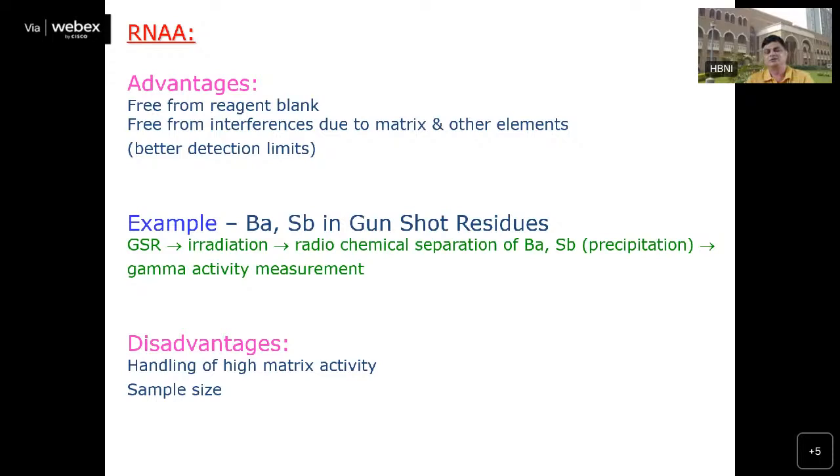Then, as I already spoke about before, there is chemistry before irradiation and after irradiation. So these are the advantages of radiochemical neutron activation analysis. Again, this is also free from reagent blank and free from matrix interference due to the matrix and other elements, and we are getting better detection limits.